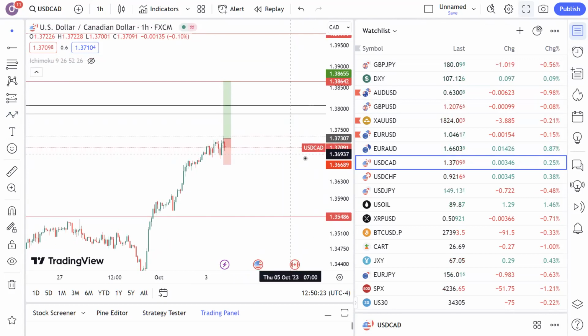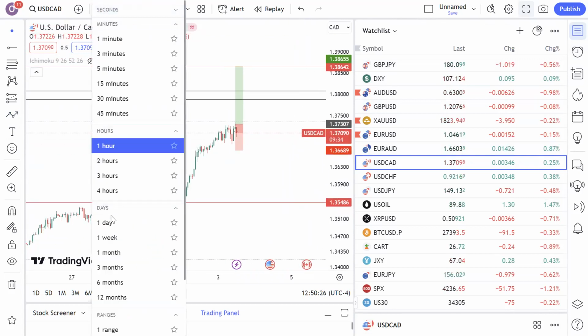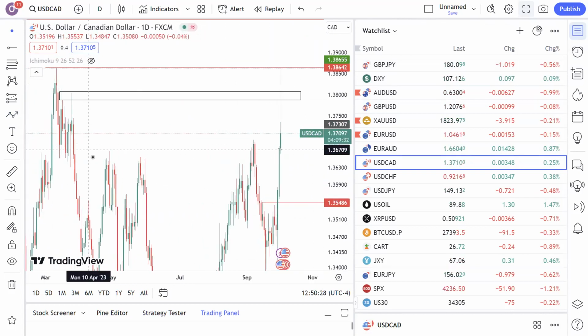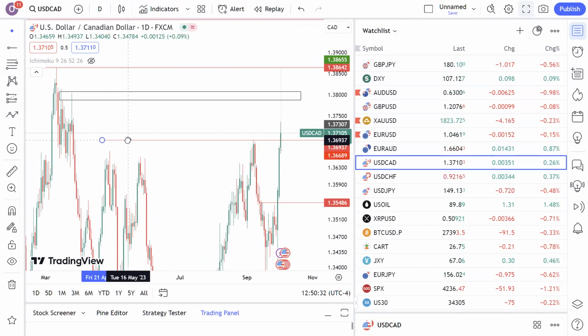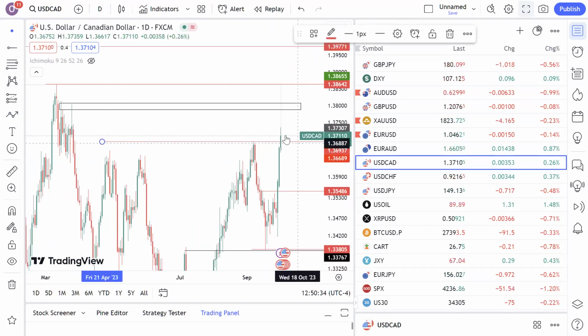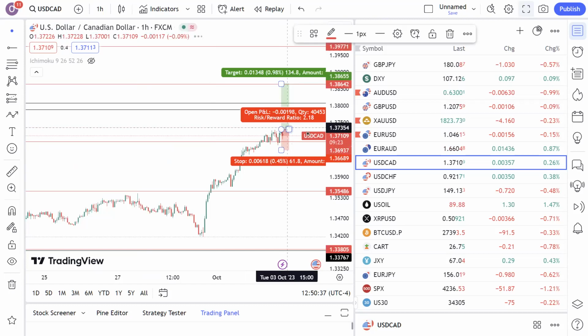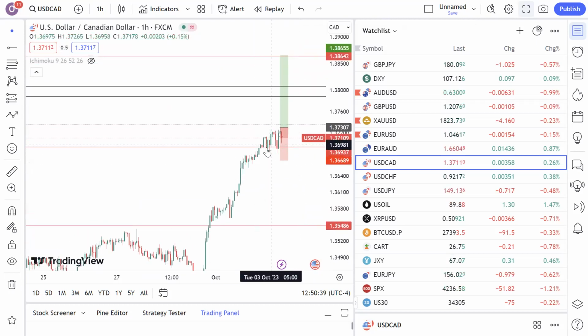Just because it's been shooting up really high, right? And then we see that we finally had the break of this resistance level right here, right? So is it due for a bigger retest, or is it just going to test the support level right here and continue going up? We're just gonna have to see.